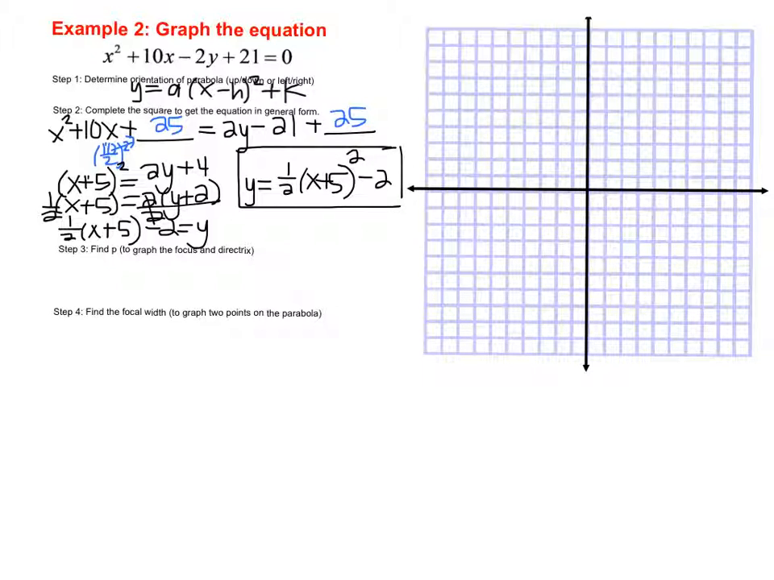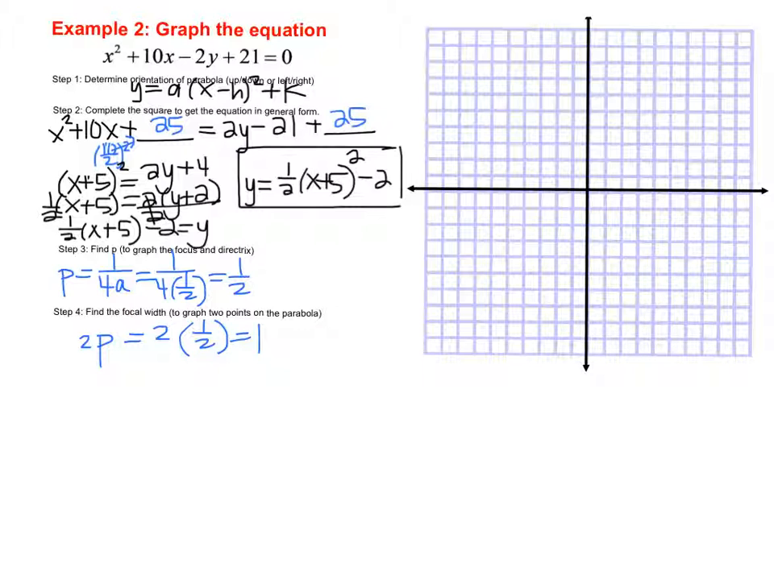So I'm already picturing a parabola that's facing up. It's going to be opening like this because my a is positive. So let's figure out the p and the 2p so that we can put all the pieces of the puzzle together. p we get using the formula 1 over 4a. Our a is 1/2, so this is going to be 1 over 4 times 1/2, which is 1/2. So let's hold on to that. And then our focal width is always 2p. So 2 times 1/2 is just 1.